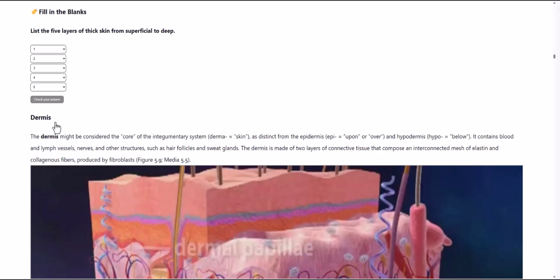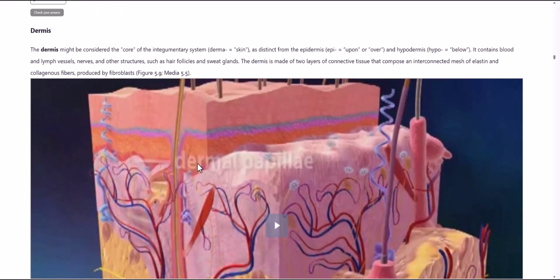We have fibroblasts down here that are making a fair amount of collagen, as well as a fair amount of elastin that is giving our skin some stretch, but also an incredible amount of strength from the collagen. And it also serves as an anchoring for the blood vessels and the nerves and the hair follicles and all of the other things, the nerve endings that are found in the dermis.